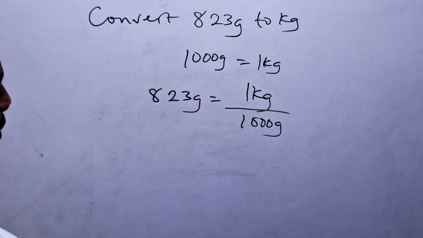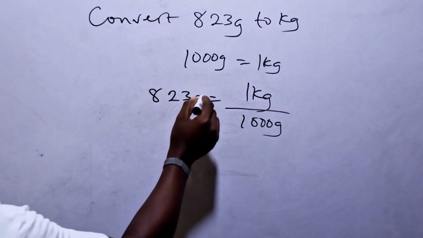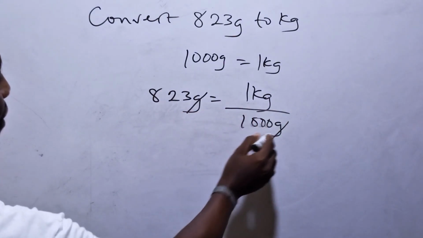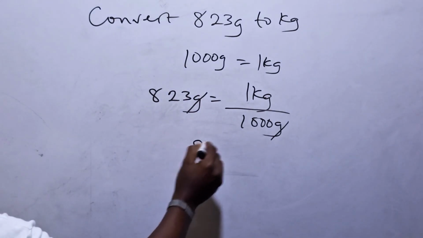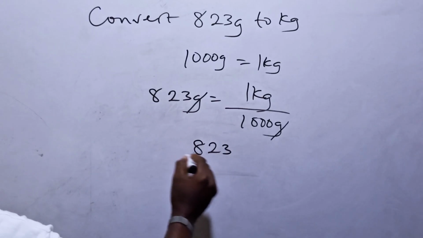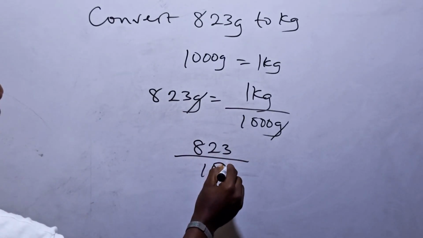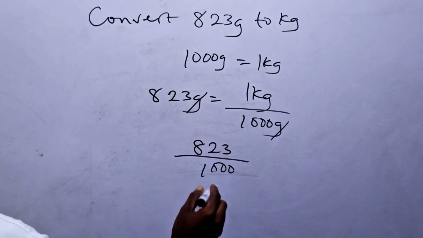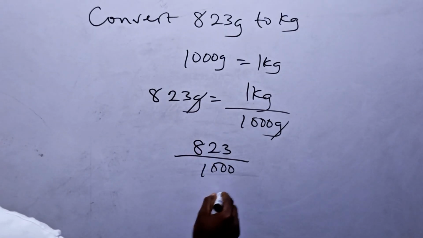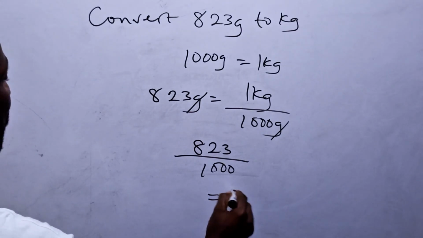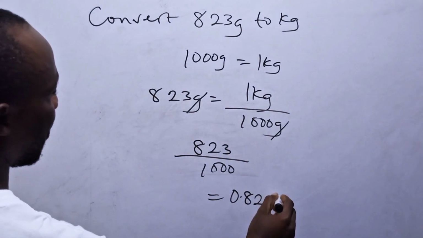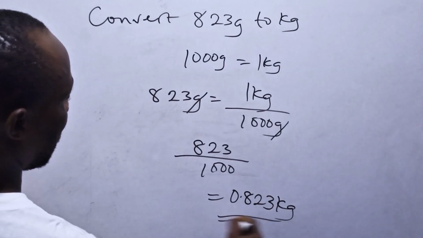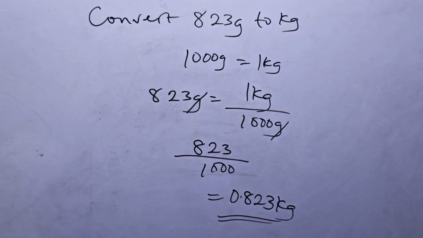This being written like this, it's easier now to cancel out to get the final answer. Now, the gram cancels gram. Since we are converting to kilogram, we have that 823 over 1000. Now, this divided by this, we will have 0.823 kilogram. As simple as this.